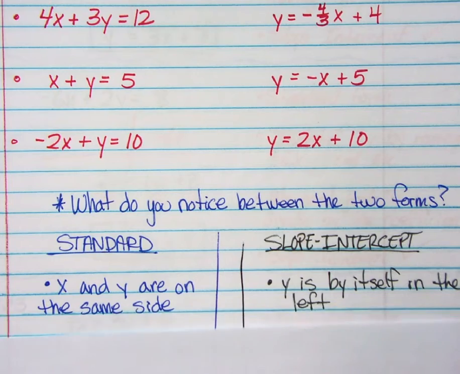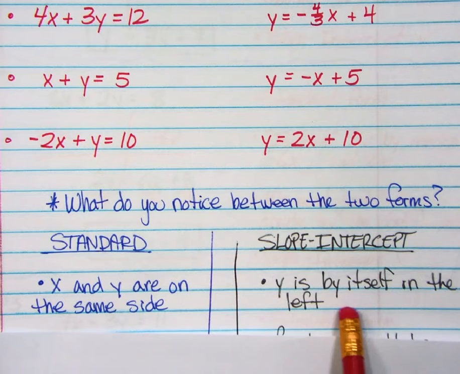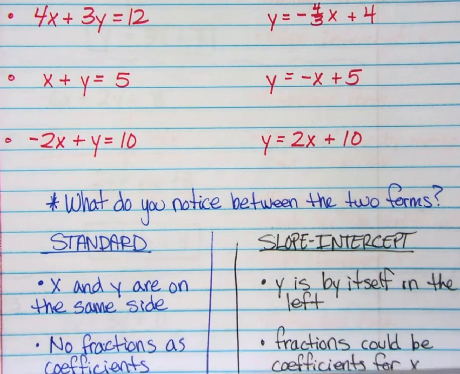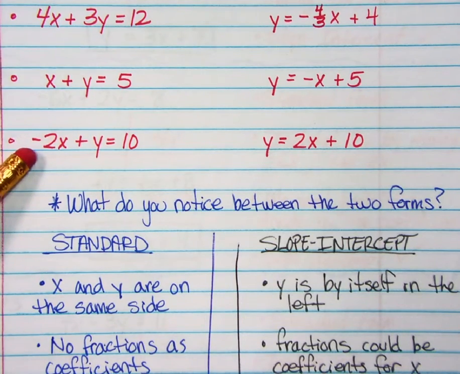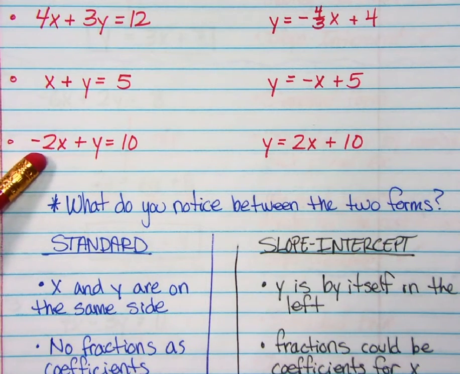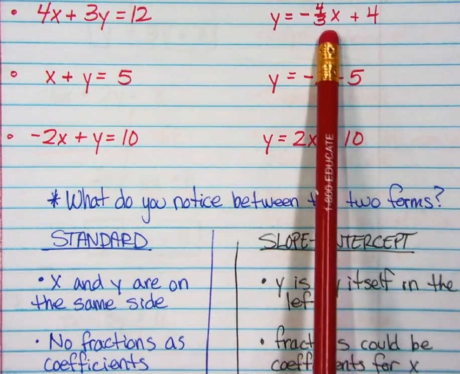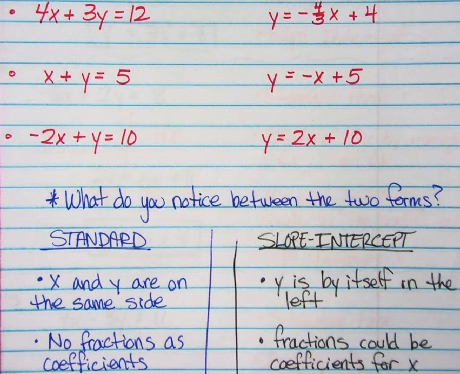So we want to write down that x and y are on the same side for standard form, and in slope-intercept, y is by itself on the left. Okay, that's one of the big things. The next big thing is that on standard form, the coefficients of the variables, the numbers in front of the variables, are all whole numbers, right? Negative or positive, doesn't matter. But we don't have any fractions as coefficients. So that's going to be important for standard form. Versus over here, I could have a fraction as my slope. I could even have a fraction as my intercept, and that wouldn't change anything. It's fine. So those are the two main differences.